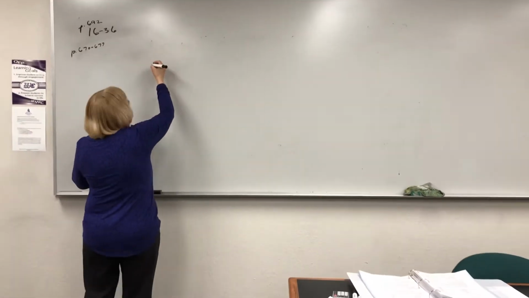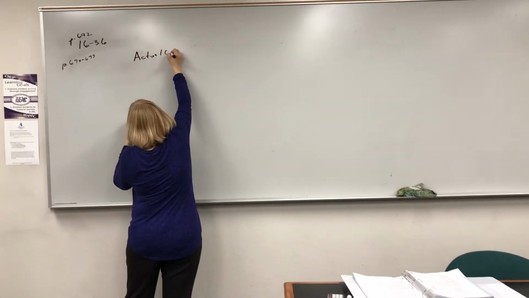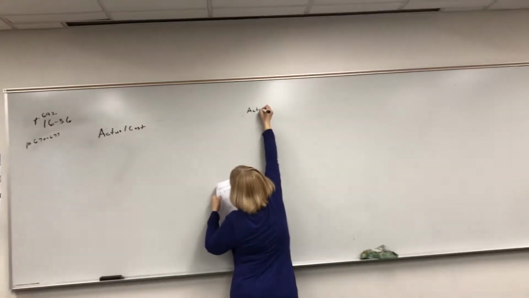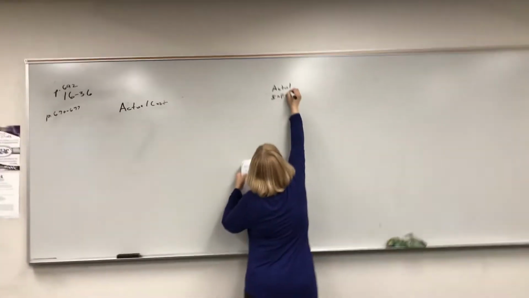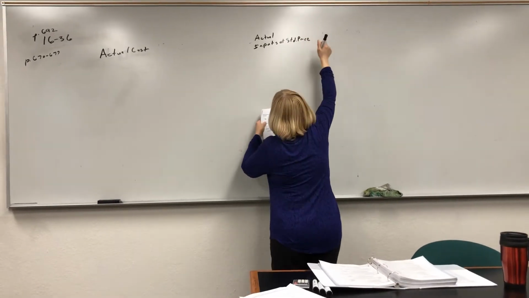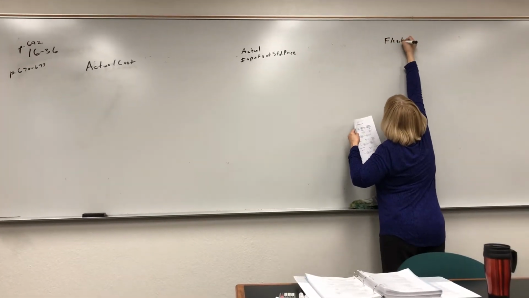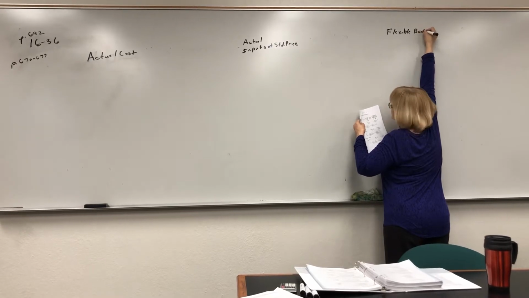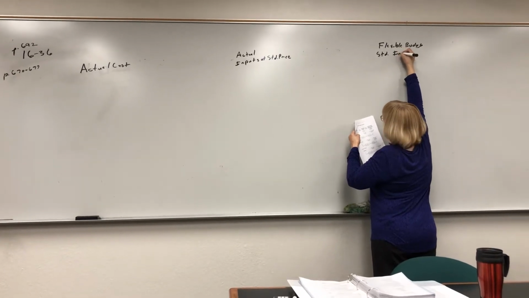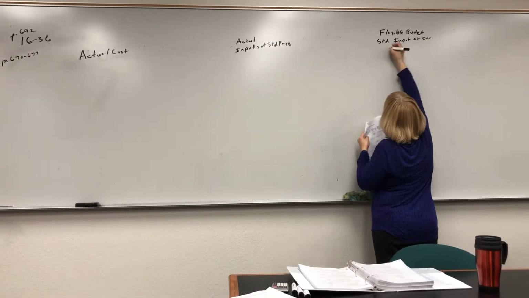So when we look at our variable variances, we have actual cost, then we have actual inputs at standard price, and then we have our flexible budget, which is our standard inputs at our level of production.